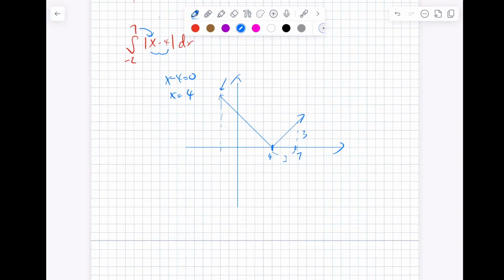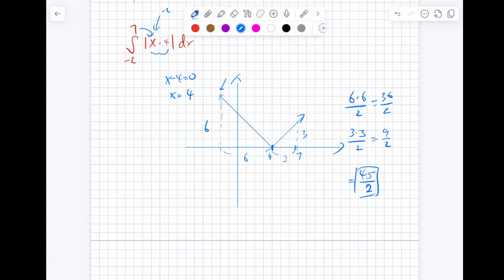So you can plug in negative 2 here, so it will be negative 2 minus 4, and that's going to be negative 6. The absolute value of negative 6 is going to be 6. So you know this is 6, and this here is 6 also. So it'll be 6 times 6 divided by 2. That's the area of the triangle. So the area of that triangle is 6 times 6 over 2, which is 36 over 2. That's one of them, and the other is 3 times 3 over 2, which is 9 over 2. So that's equal to 45 over 2 total.